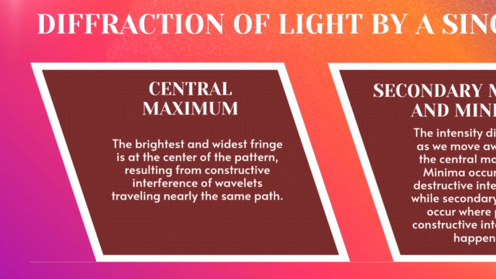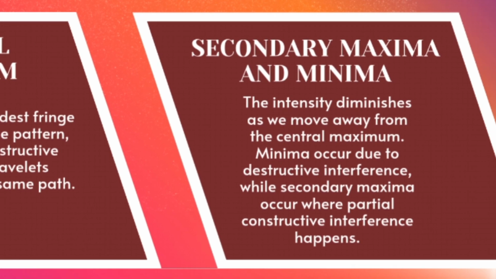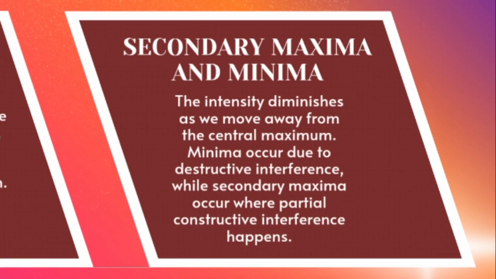The first one is central maximum. Central maximum is the brightest and widest fringe at the center of the pattern, resulting from constructive interference of wavelets traveling nearly the same path. However, the intensity diminishes as we move away from the central maximum, where secondary maxima and minima will form. Minima occur due to destructive interference, while secondary maxima occur where partial constructive interference happens.